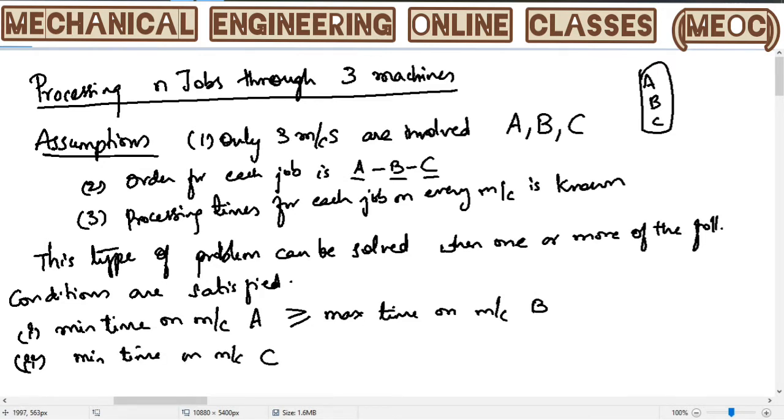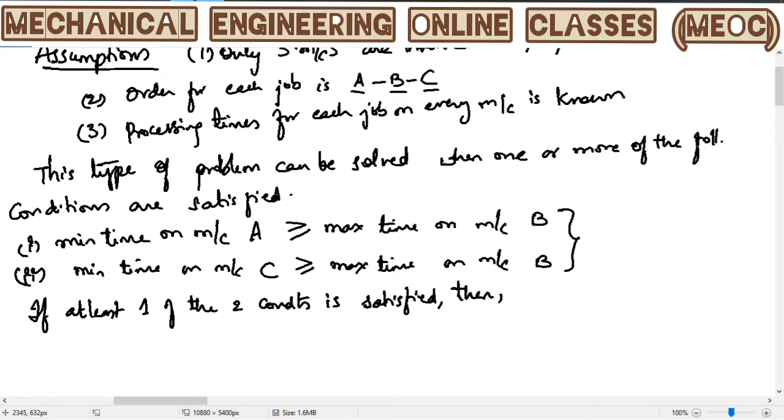The second condition is that the minimum time on machine C, C being the machine where every job goes last, should be greater than or equal to the maximum time on machine B. So the minimum times on A and C, either of which should be greater than or equal to the maximum processing time on machine B. Even if one of these 2 conditions is satisfied, then we can apply the Johnson rule as follows.